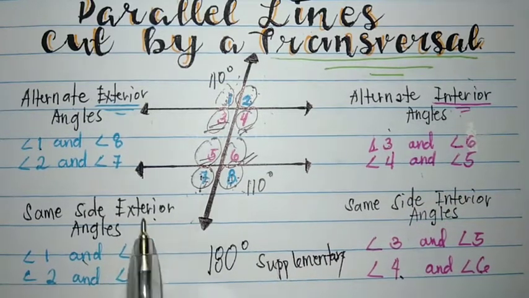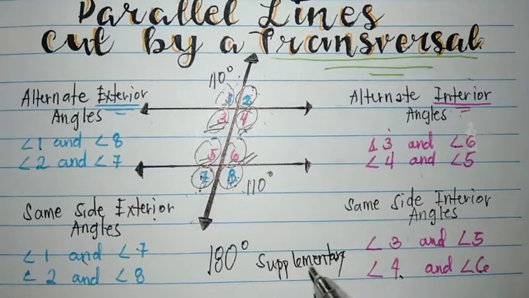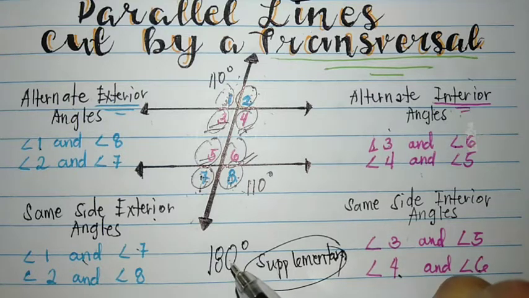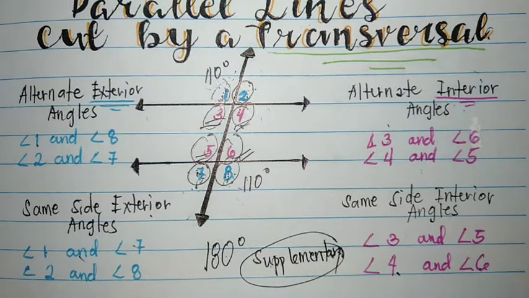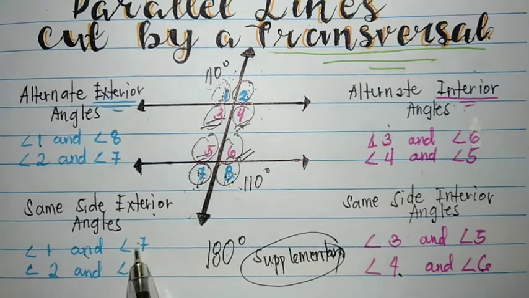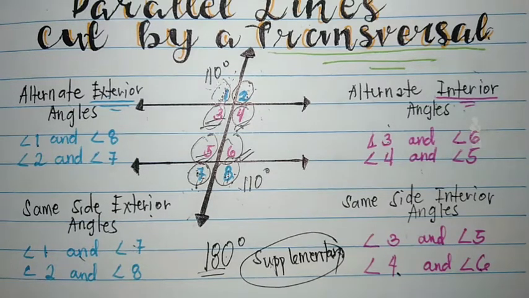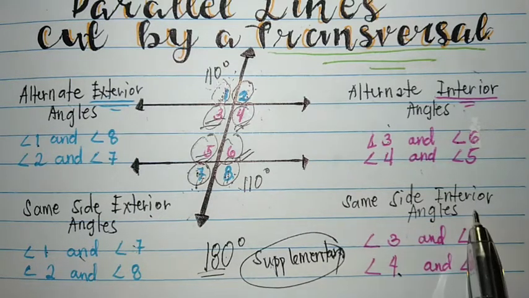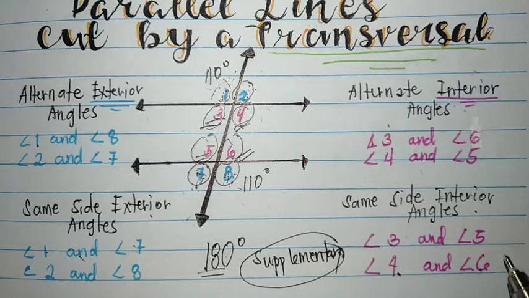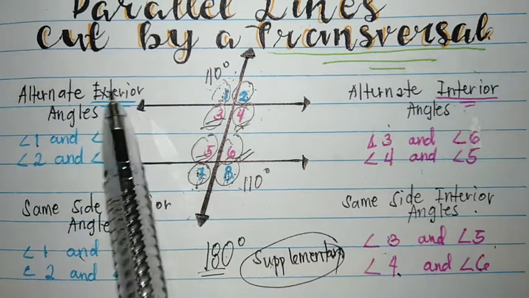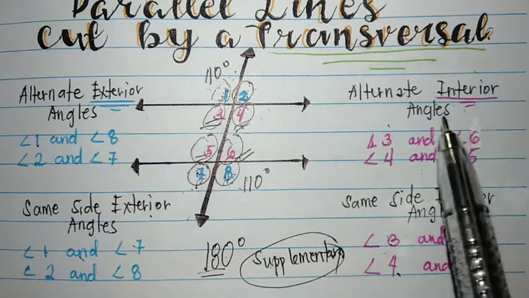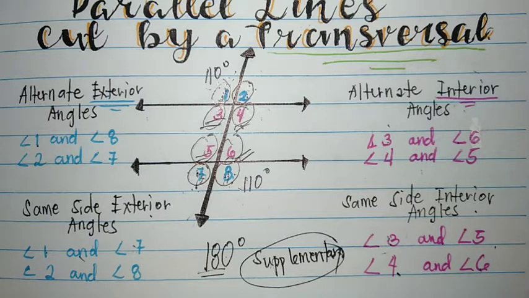Both sila, same side exterior angles, same side interior angles, they are supplementary or equal to 180 degrees yung measurement nila. So, like for example, angle 1 and angle 7. Kailangan yung dalawang angle na yon is mag-equal to 180 degrees as well as sa same side interior angles, itong si angle 3, tsaka si angle 5, kailangan mag-equal sila to 180 degrees. Okay? While sa alternate exterior angles and alternate interior angles, sila naman is congruent.